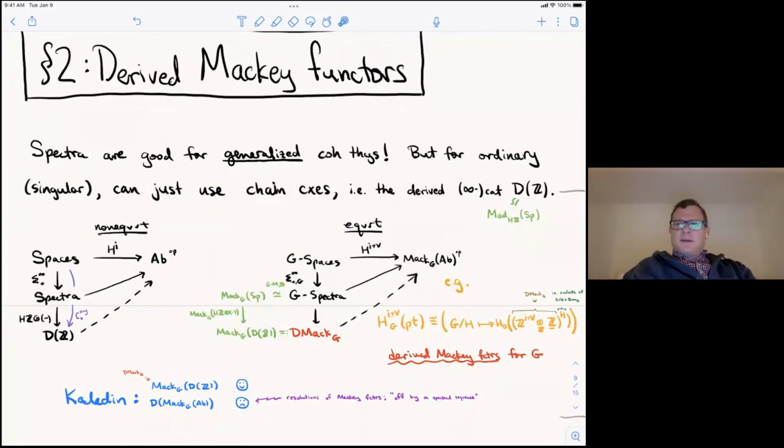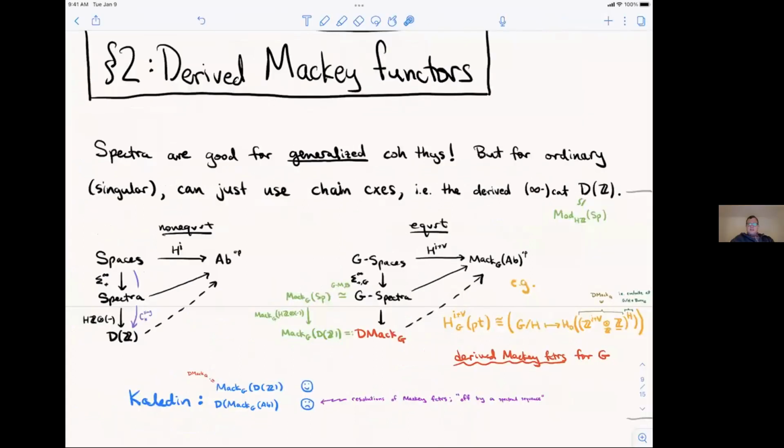So can I make a comment there? Yeah, please. This is a really unusual situation, right? It seems like the history of modern homotopy theory is that you want to look at the derived category of the category of diagrams, not diagrams in the derived category. And this is going against that.